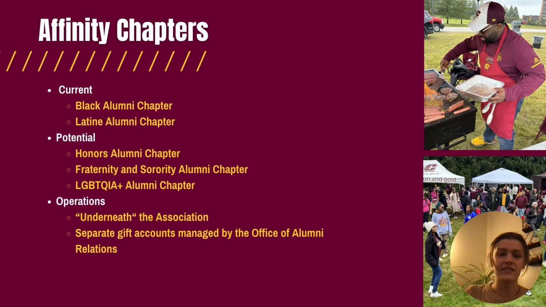And then the final part of governance is the affinity chapters. These are underneath the association. They act as the parent organization. And then these affinity chapters have separate gift accounts that are managed by the Office of Alumni Relations that manage all of their funds that they raise for their particular activities. The affinity chapters ensure that the association can reach their large audience of alumni in a more targeted fashion with more intentional and conscious impact. The current chapters are the Black Alumni Chapter and the Latino Alumni Chapter, and then potential new chapters include the Honors Alumni Chapter, the Fraternity and Sorority Alumni Chapter, and the LGBTQIA+ Alumni Chapter.